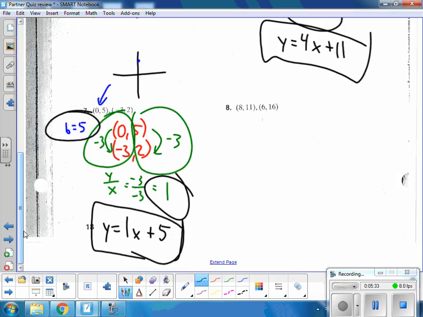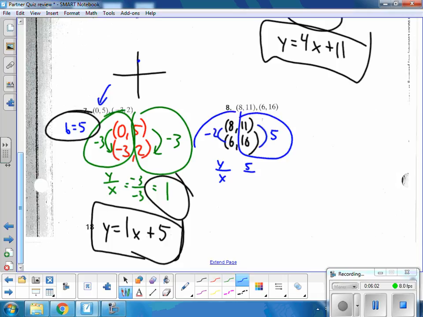I'm going to go ahead and try it now on number 8. Number 8, I'm given 2 points. I do not see the y-intercept, so the first thing I have to do is find my slope. So I do 8, 11, and then 6, 16. And I want to find out how much it changes between them. So to go from 11 to 16 is 5, plus 5. To go from 8 to 6 is going down 2. Because I'm doing y over x, I'm going to look at my y, and it's 5. I'm going to look at my x, which is -2. So my slope is 5 over -2.